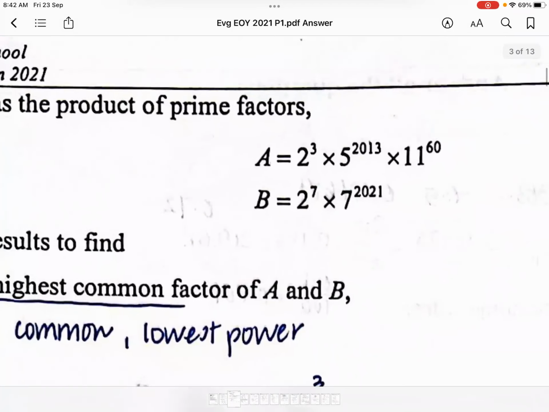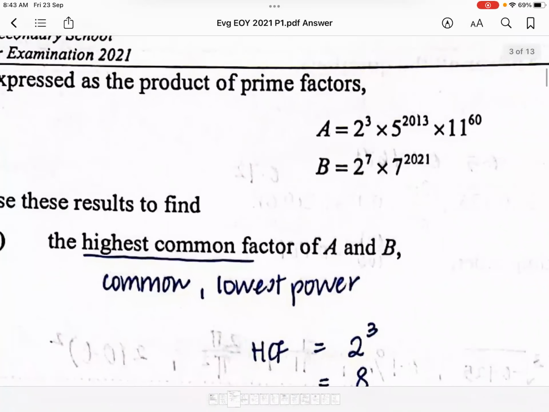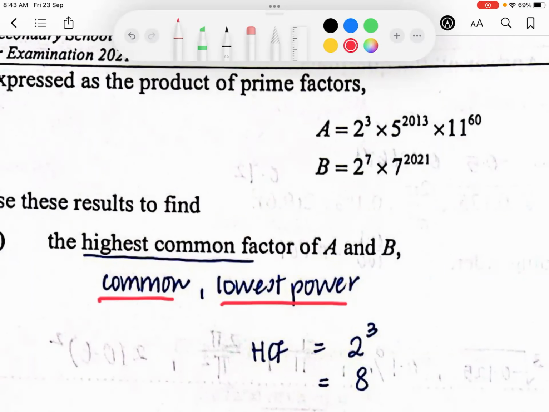Next one, to find the highest common factor. Highest common factor means I need to choose whatever is common with the lowest power. So I choose whatever is common, which is 2, then choose the lowest power, so 2 cube, which is the number 8. They want the integer in this case. Who is it? Nadra and Sanders. Okay, so we have this one.